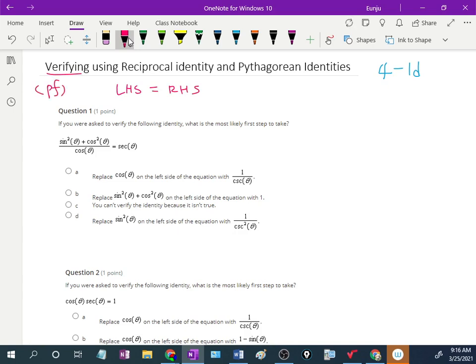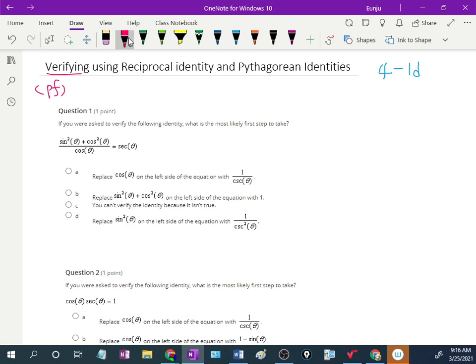Proof. So that is going to be done in 6 questions, and I have reciprocal identity and Pythagorean identity in this lesson. If I'm using more different kind of identities, it is also possible in the future, okay? So let's check how we get left-hand side, right-hand sides are equal to each other. Question number 1.